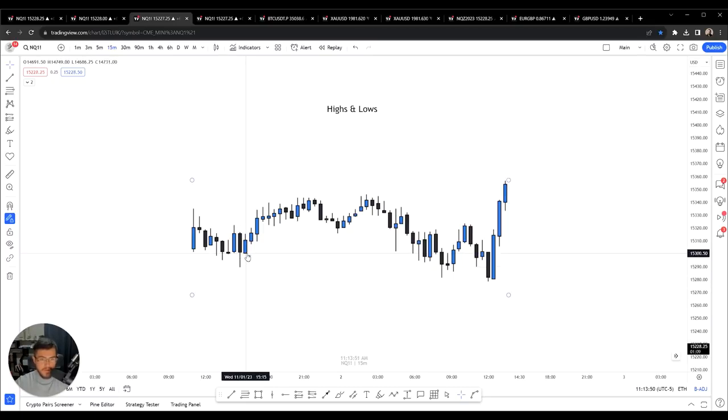This candle's low is lower than this one and this one, so that would make it a swing low, okay? And if we look at this candle right here, that candle's high is higher than the candles on either side of it, so that would make it a swing high. So don't overcomplicate this, and we're going to get back to this later, but just know that that is how we determine what a high or a low is.